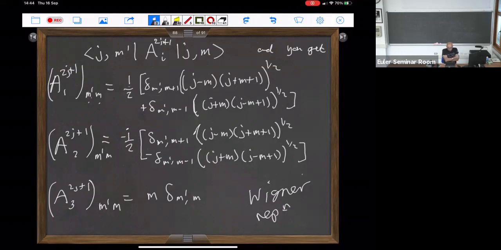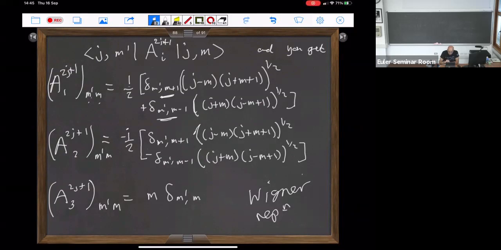Okay, so now let's consider the 1, 2 entry of A1. So in this case, 1, 2 would mean m prime is a half and m is minus a half, because 1 corresponds to spin a half and 2 corresponds to spin minus a half. So now m prime is a half and m is minus a half. So you see that you get a non-zero entry from the first term because you've got delta of a half, which is 1. Whereas you don't get anything from here.